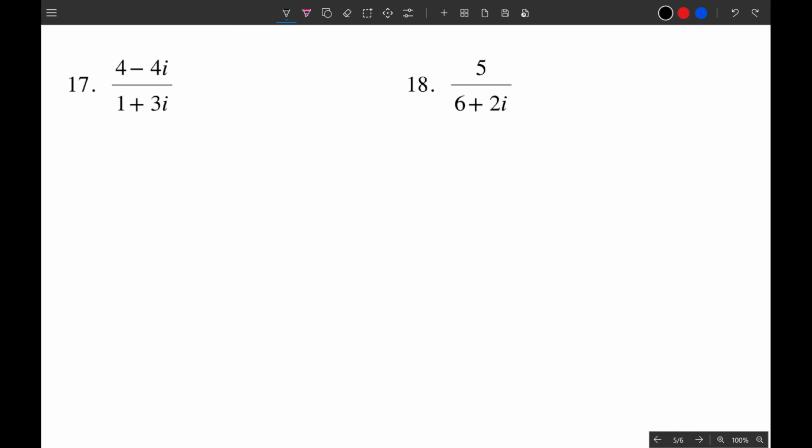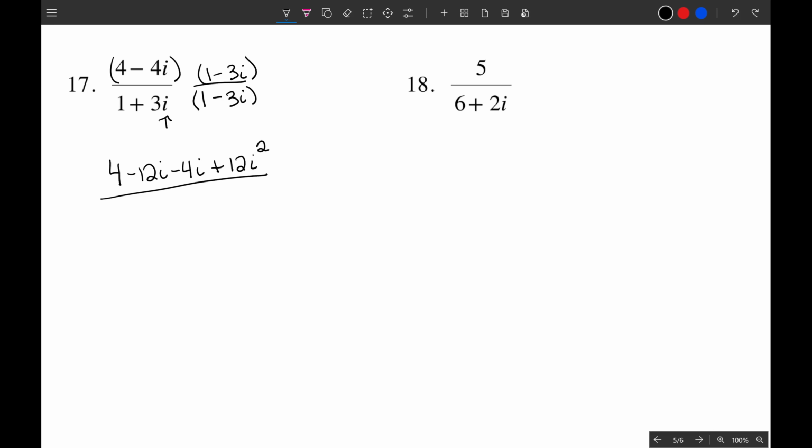So I don't like that the i is in the denominator, so I will multiply by the conjugate, which would be 1 minus 3i. And I'm going to do that on the top and on the bottom. So I have 4 minus 4i times 1 minus 3i. 4 times 1 is 4. 4 times negative 3i is negative 12i. Negative 4i times 1 is negative 4i. Negative 4i times negative 3i is positive 12i squared.